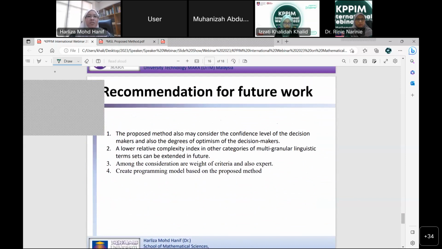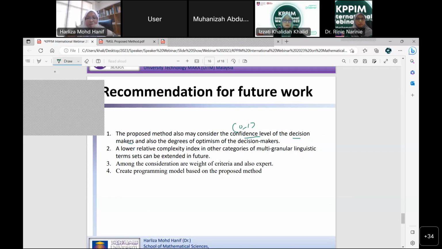among the proposals is we may want to consider the confidence level of the decision maker and also the degree of optimism of the decision maker. Meaning that sometimes in evaluating something, we are not very confident. For example, the car just now, if I want to evaluate the performance of the car and I rate it as good, actually I'm not very confident. Maybe my confidence level between 0 to 1 is only 0.5. I am 50% confident in evaluating that. So we may want to consider the confidence level in future.